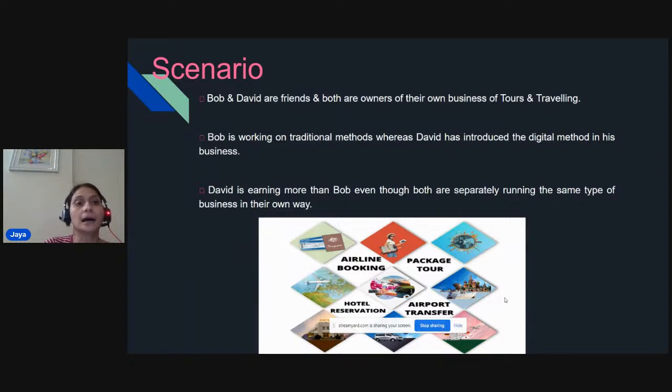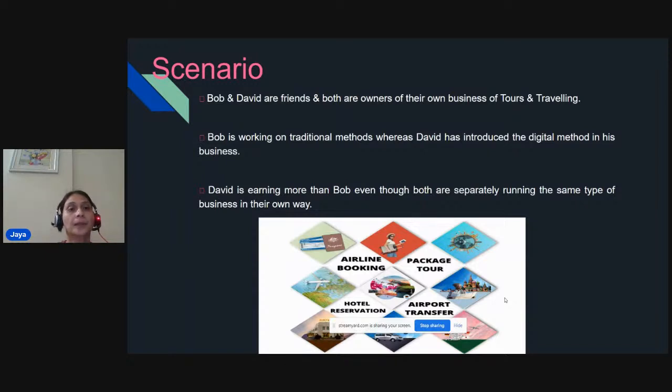On the other hand, Bob has used the traditional method in his business, and that is consuming a lot of time in completing all the complaints and requests of the consumers. So in today's world, the consumer doesn't wait for a service to be completed. He or she wants the service to be completed instantly.